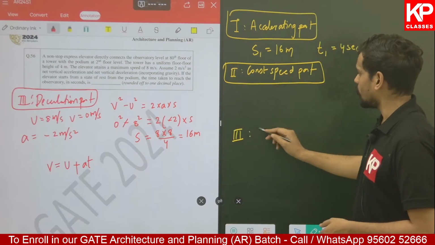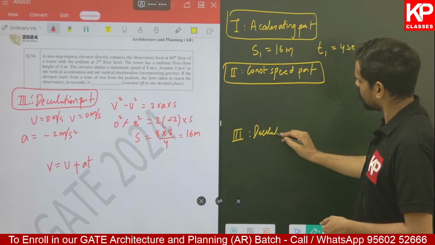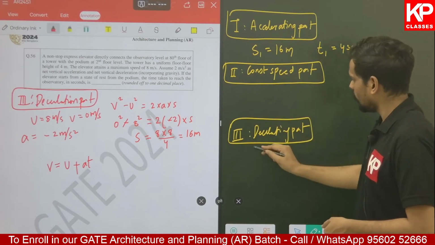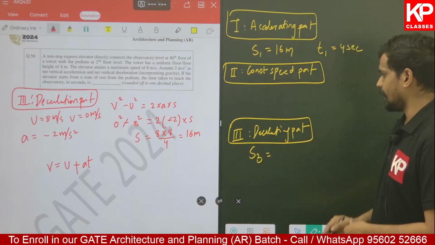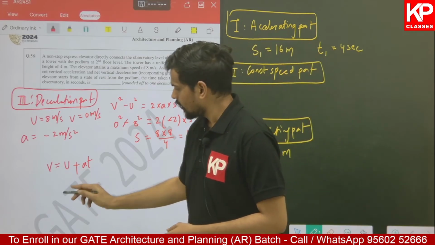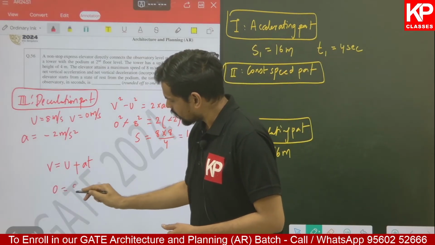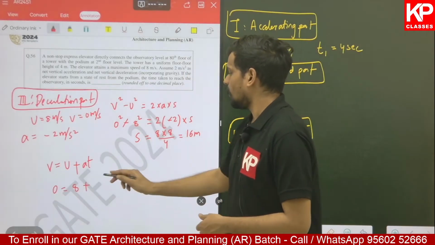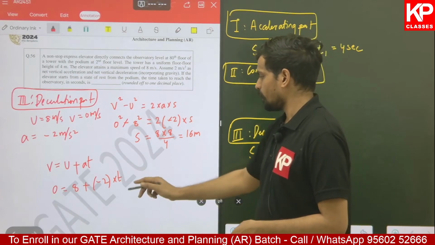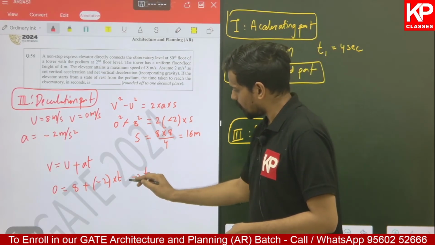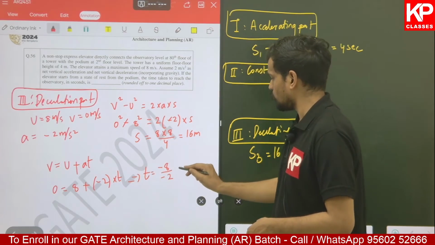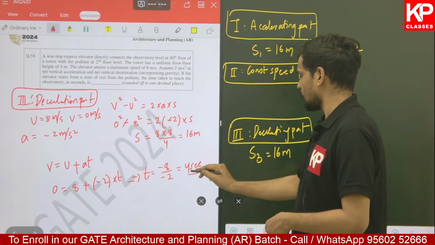So for the decelerating part of the movement of the lift, the distance covered, I'll write it as S3, is again 16 meters. What is the time taken? The final velocity is 0, equal to the initial velocity 8, plus the acceleration rate -2 into the time taken t. If you simplify, the time taken t is equal to -8 divided by -2, which again comes out to be 4 seconds.